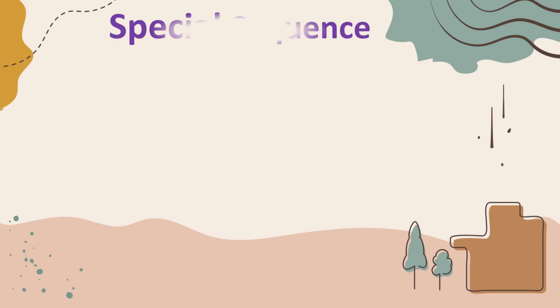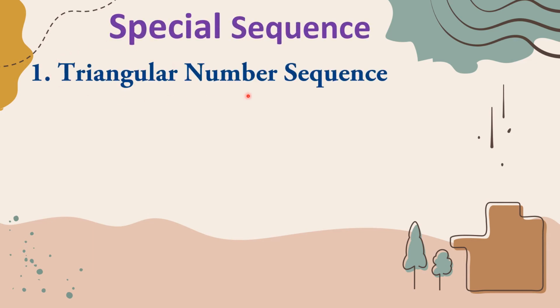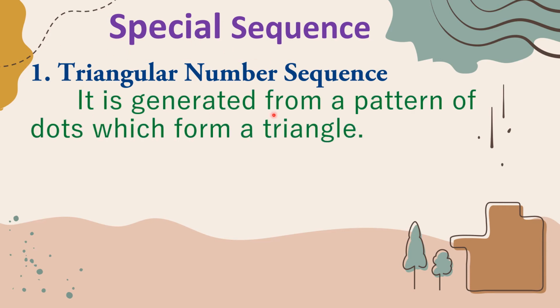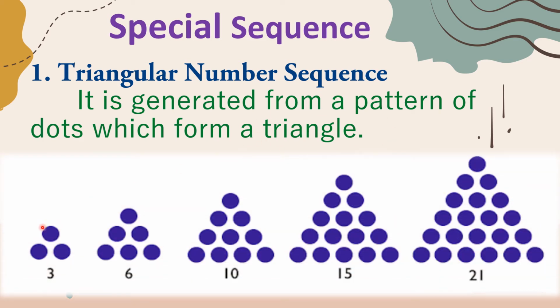Let us see the different special sequences. First is the triangular number sequence. In the triangular number sequence, it is generated from a pattern of dots which form a triangle. First, we form a triangle with 3 dots. So 3, and then to form the next triangle, we need to add 3 dots. So 3 plus 3 is 6. To form a triangle, we need to add 4 dots. So 6 plus 4 is 10. To form a triangle, we need to add 5 dots. So 10 plus 5 is 15.